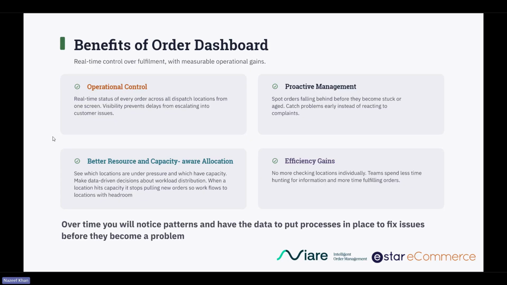And the big thing from all of this, it's not only just that, but over time, what you will start to notice are patterns. You will see that, hey, for this dispatch location, we're always having issues with things in the allocate step or in the pack step. So you will notice patterns, and then you can put processes into place to fix these issues before they become a problem. Not only will you empower your users to deal with issues as they come, but you'll notice where processes can be improved to prevent these from happening in the first place.